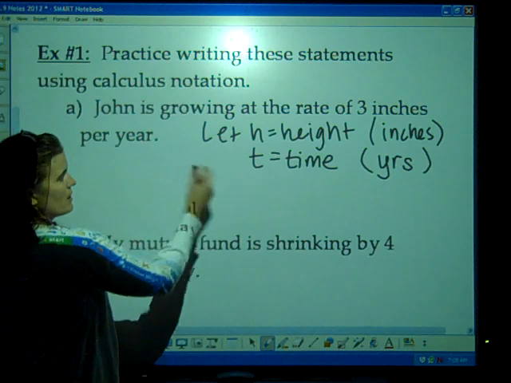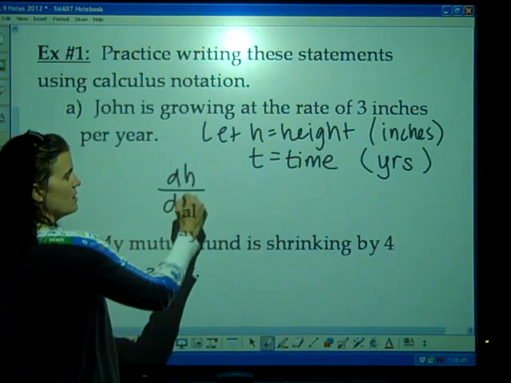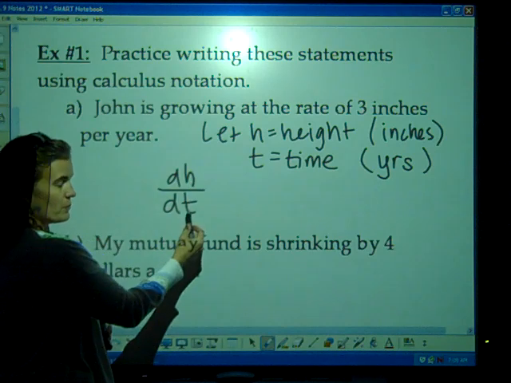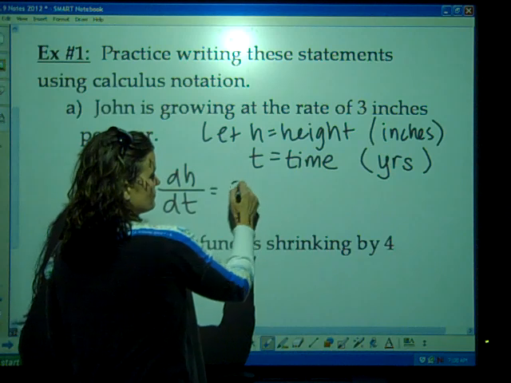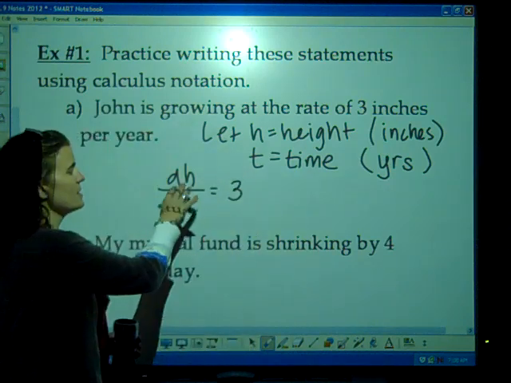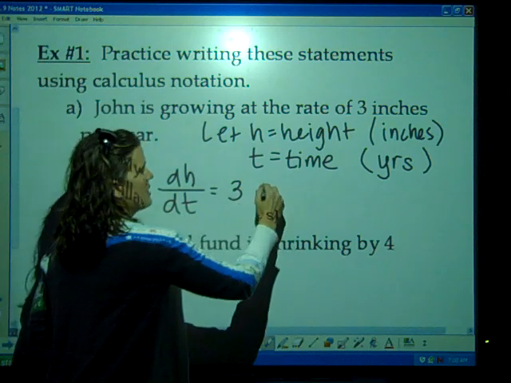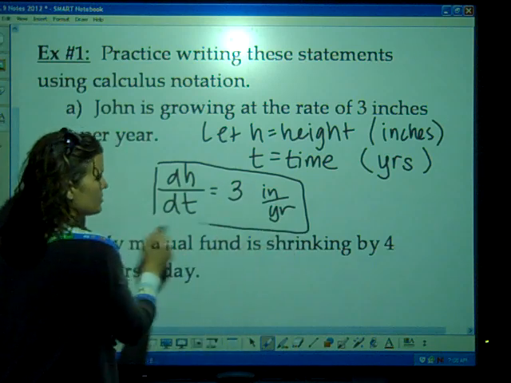So if John is growing at the rate, we're going to talk about the rate of change of his height, so dh dt. The rate of change of his height with respect to time will equal 3, and it was positive 3 because growing. And then units are really important, so we're going to say dh dt will equal 3 inches per year. So that would be your answer for this problem.